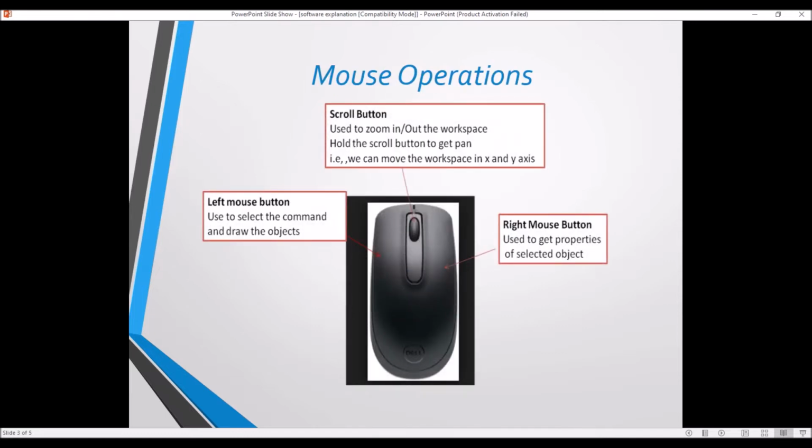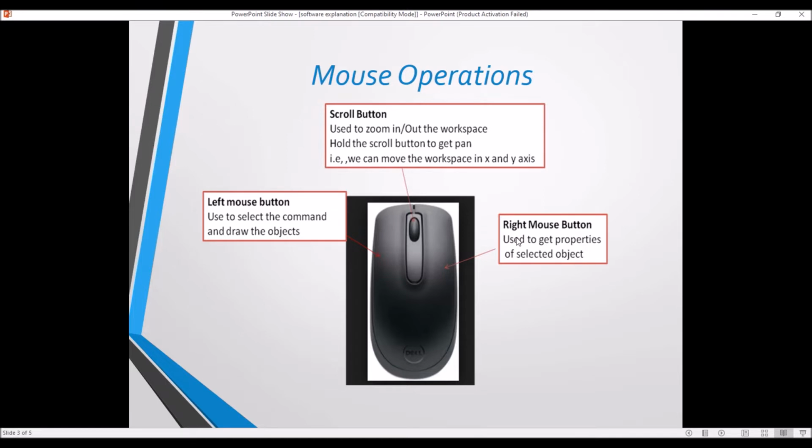As you know, we have three buttons on the mouse: the left mouse button, the scroll button, and the right mouse button. The left mouse button is used to select commands and draw objects, whereas the scroll button is used to zoom in or out of the screen in the workspace or the objects. Next, hold the scroll button to get the pan. It is one of the options, that is, we can move the workspace in the X and Y axis. This is about the scroll button.